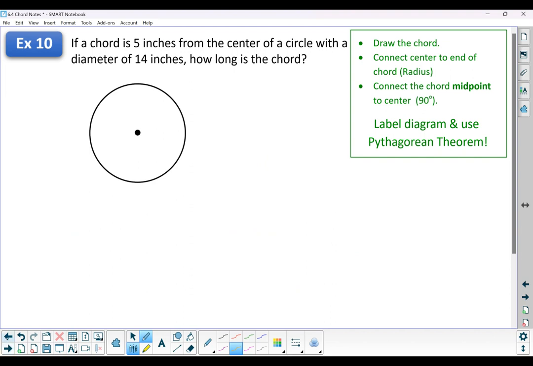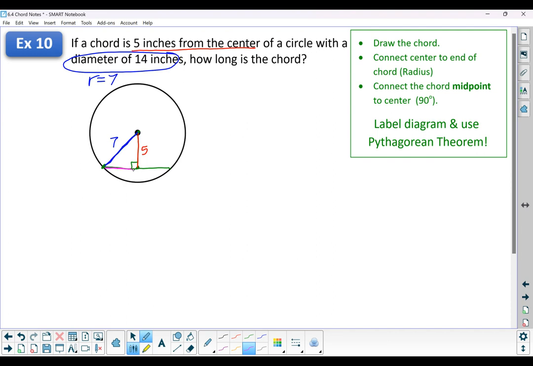All right, example 10, I just wanted to try one more similar problem because it is a little bit tricky. So we're going to, again, follow these procedures. Draw your chord first. Connect the center to the end of the chord, creating a radius there, and then connect the midpoint of the chord to the center, and that will be at a 90-degree angle. So this one says if a chord is 5 inches from the center, so we know this distance is 5. The circle has a diameter of 14 inches. That means the radius is 7. Our question is, how long is the chord?